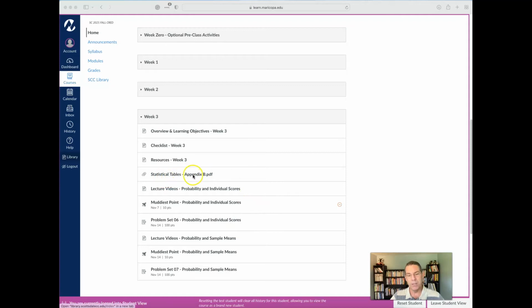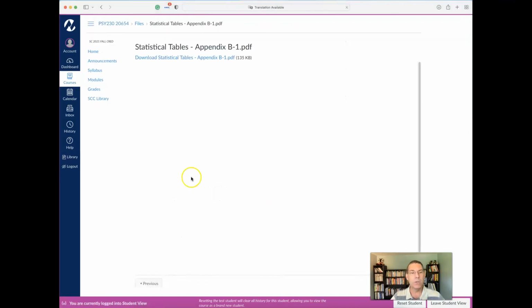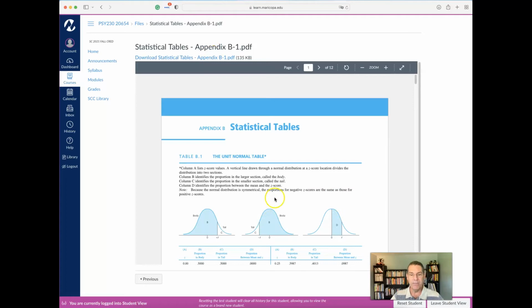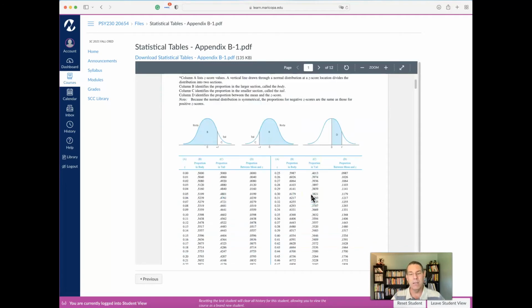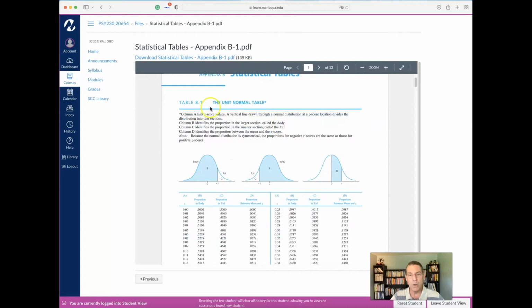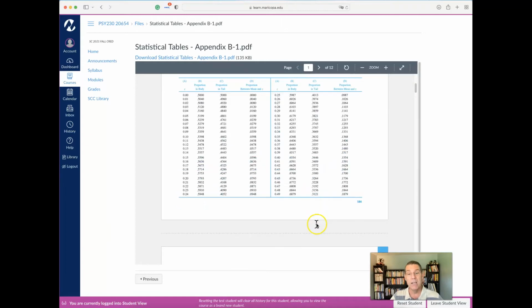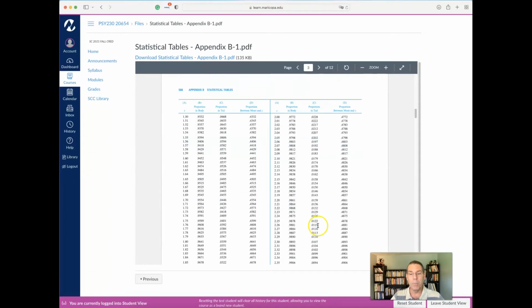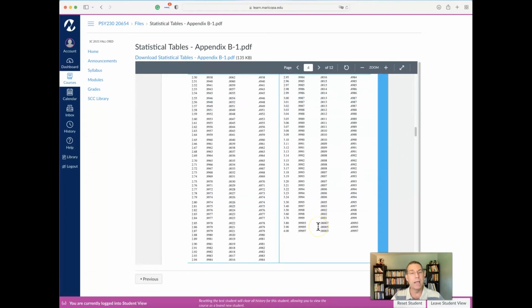Here is also the statistical table packet. If you click on this, this is a PDF of what is essentially Appendix B of our textbook. And it is all these tables. This first one is the unit normal table. This is the one we're going to be using for chapters 6, 7, and 8. And it's basically the first 4 pages of this. You'll definitely want to print this out.